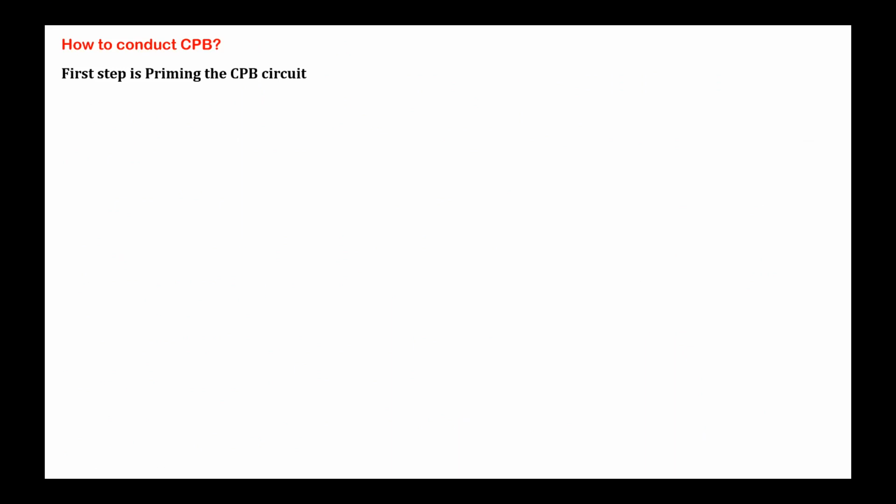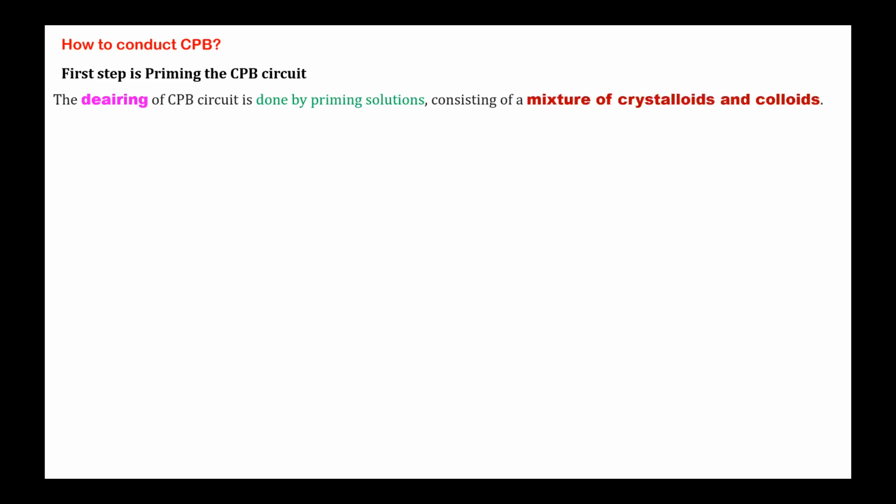What is the aim of priming? To decrease that... Not decrease. Remove the air in the circuit. Okay? So it is called de-airing.